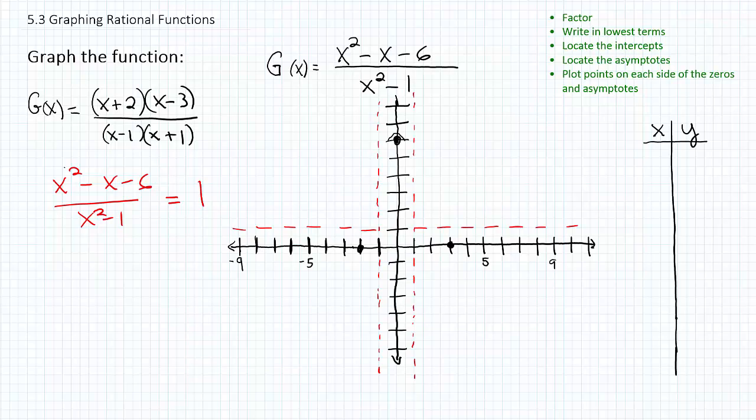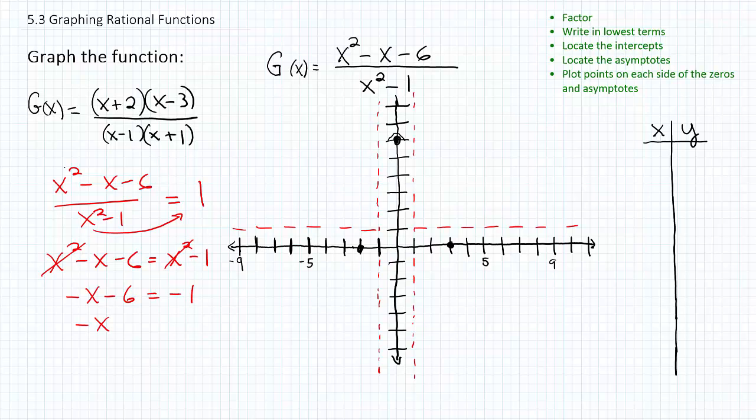Well, if we cross multiply there, we'll have x squared minus x minus 6 is equal to just x squared minus 1, right? In other words, we're multiplying this denominator times that 1. Then the x squareds here can certainly cancel out, and you end up with negative x minus 6 is equal to negative 1.